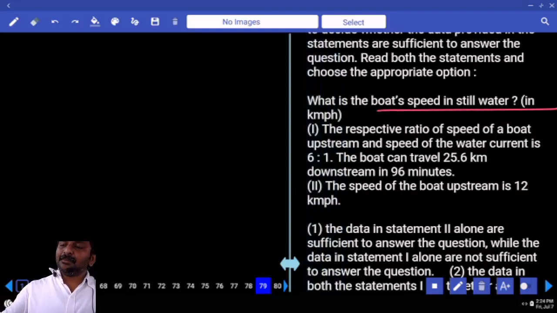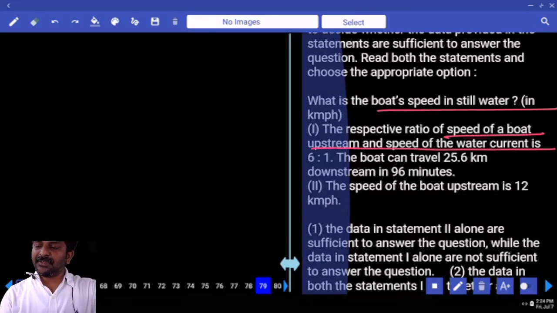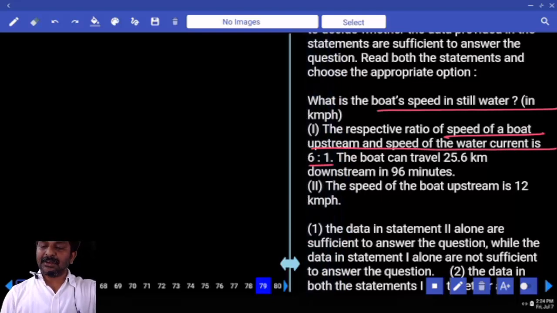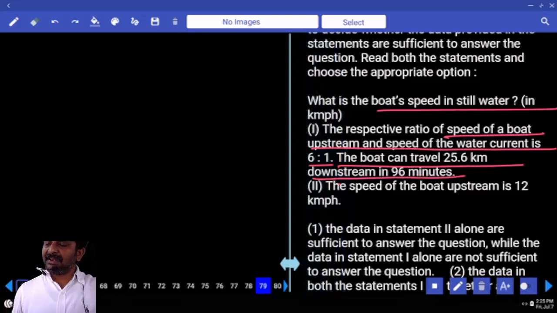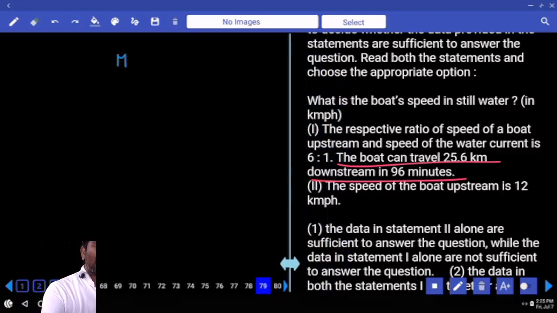What is the boat speed in still water? That is M. The respective ratio of speed of the boat in upstream and speed of the water current is 6:1. And the boat can travel 25.6 kilometers downstream in 96 minutes. See, using this data, can we calculate how much is downstream speed? Yes or no? And we were given the ratio between upstream and stream speed, correct?